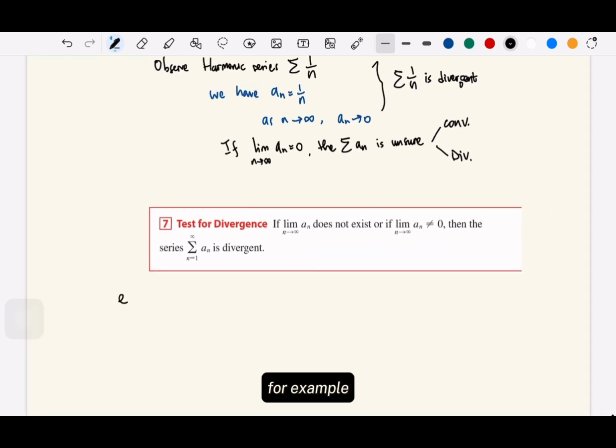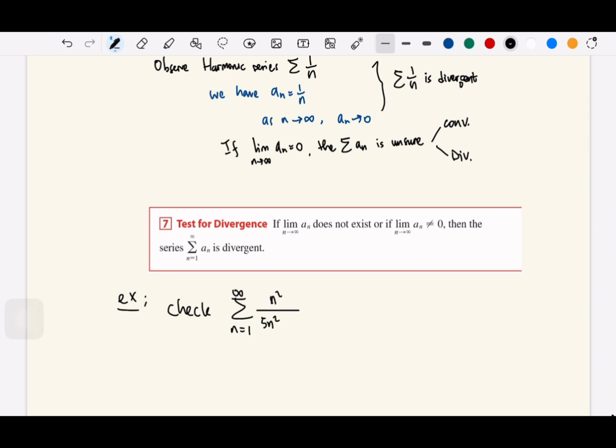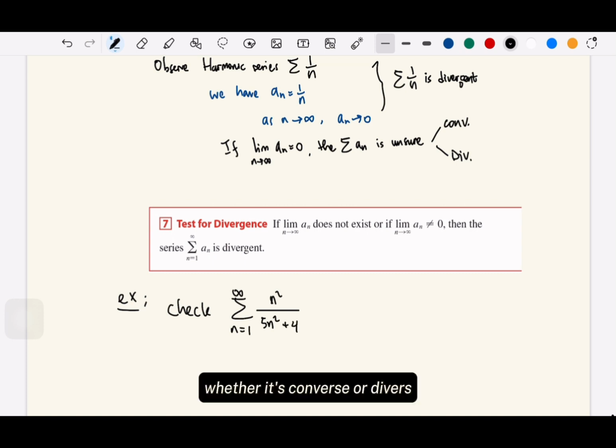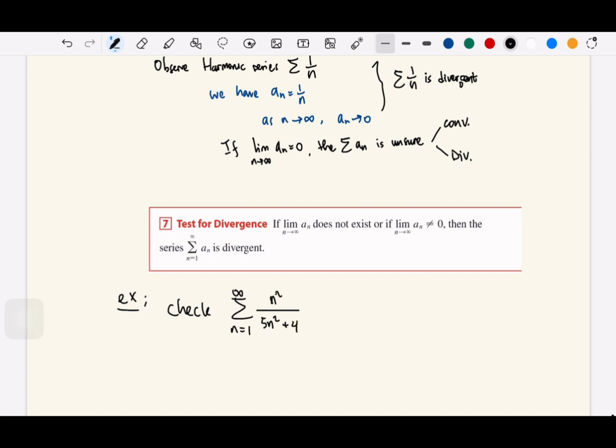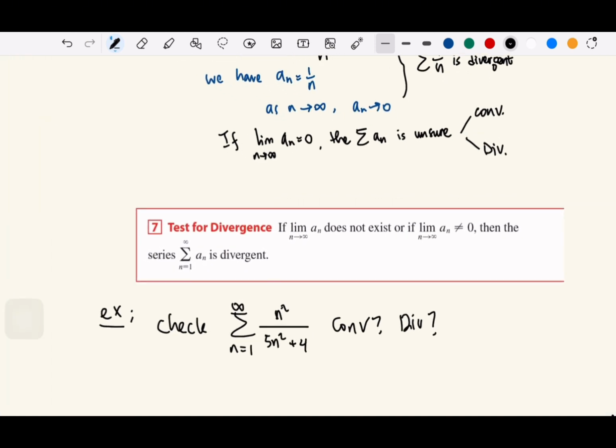For example, check the series, whether it's converged or divergent. Converged, divergent. Now we are just taking the limit. Okay, you see the limit?